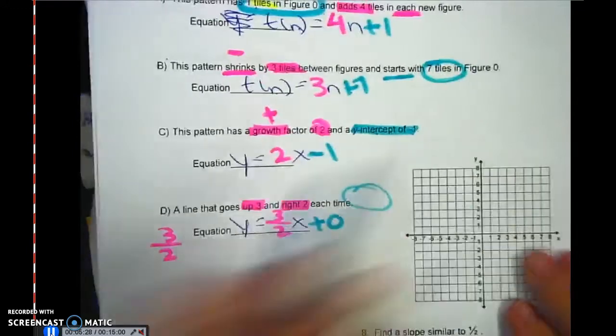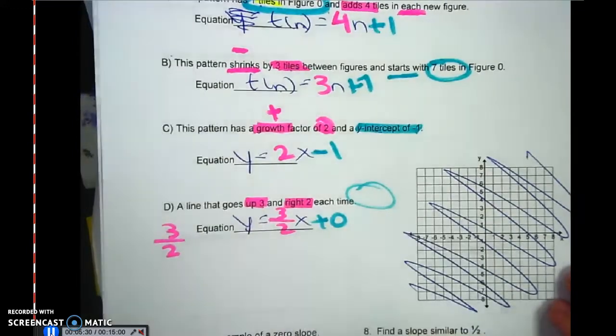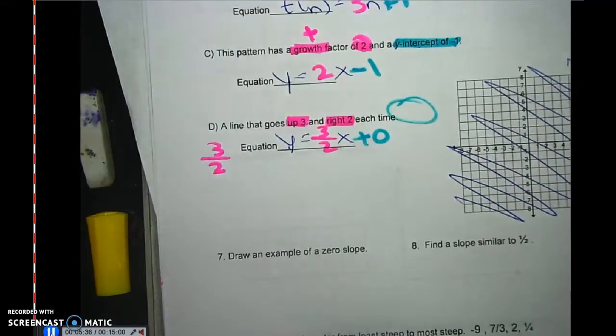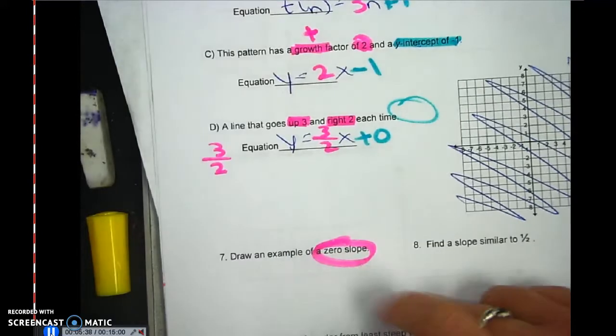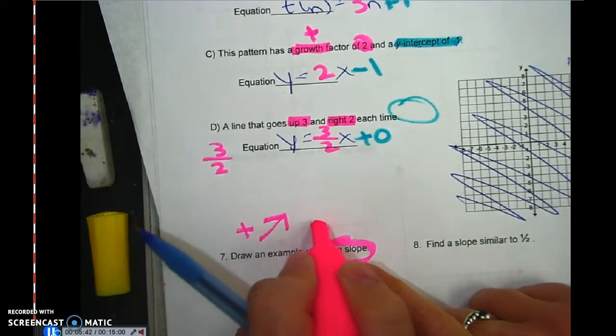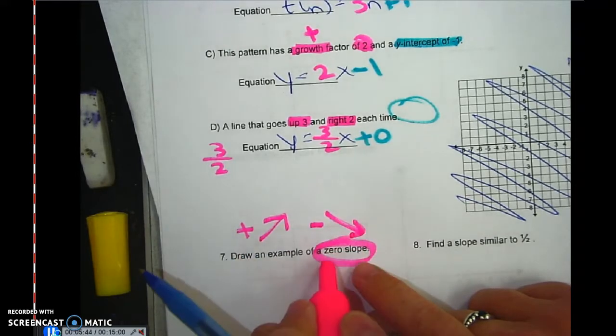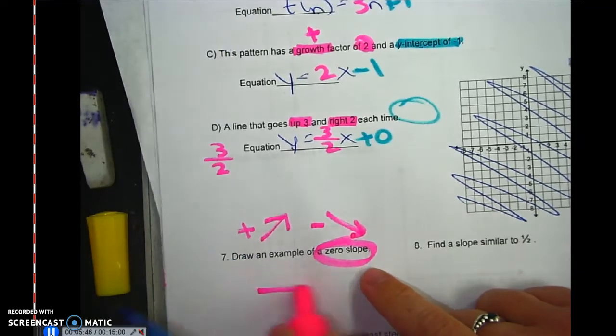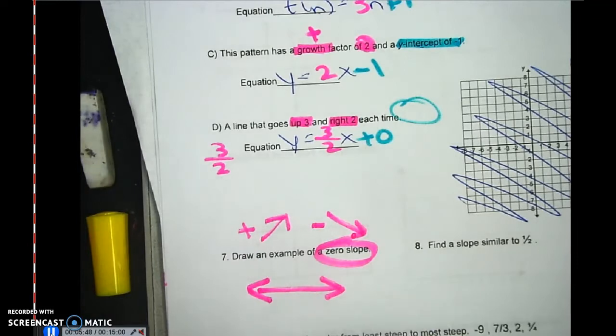Actually, you know what? I don't care about you graphing them. I don't think we went over that enough, so I'm going to cross that one off. Okay? Just write the patterns. Okay. Draw an example of a 0 slope. Well, if you have a positive slope, it goes up. A negative slope, it goes down. So if you have a 0 slope, it's not going up or down. It's going straight across.